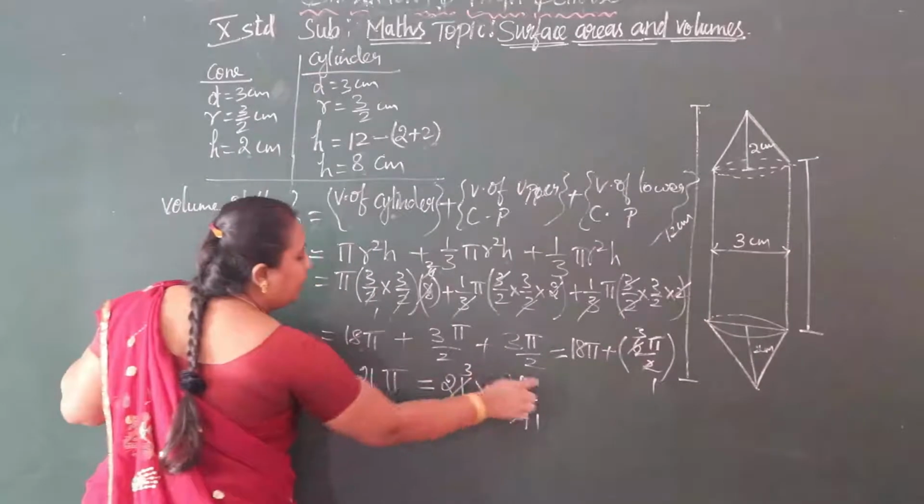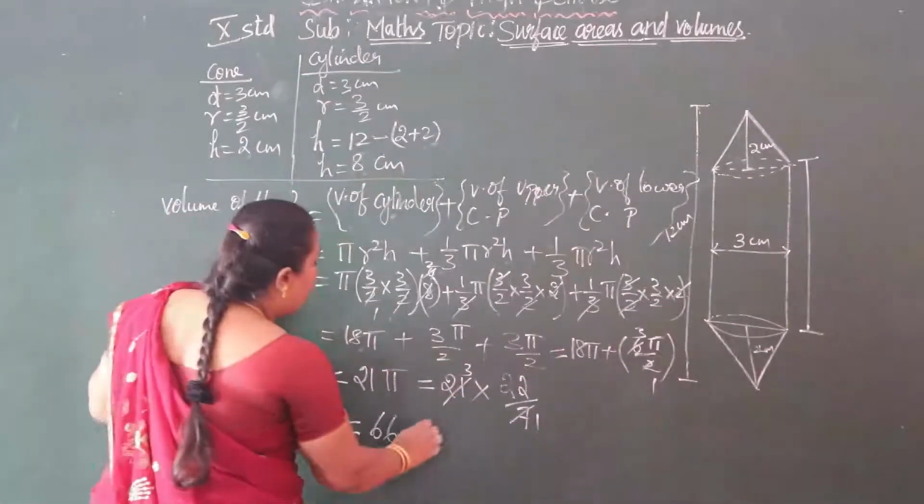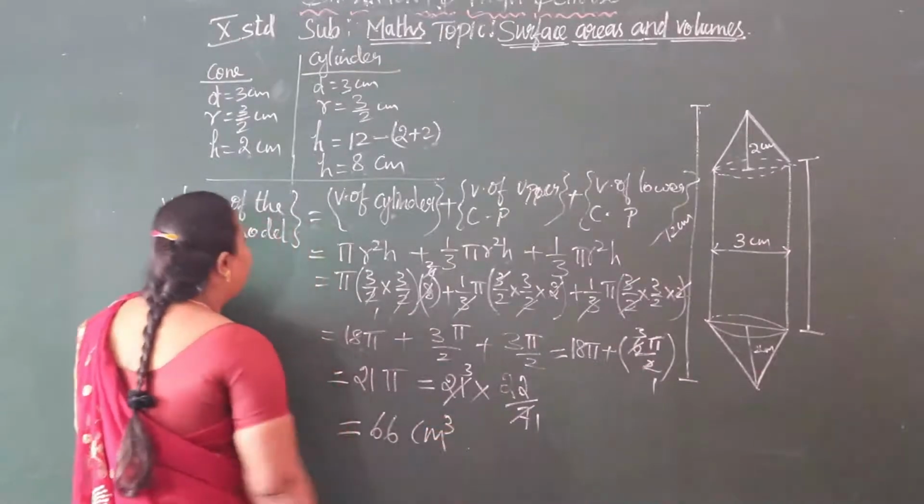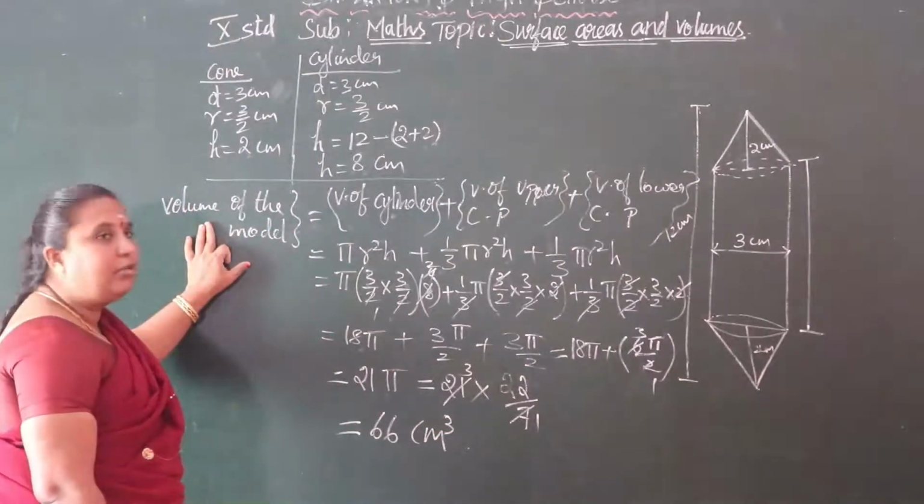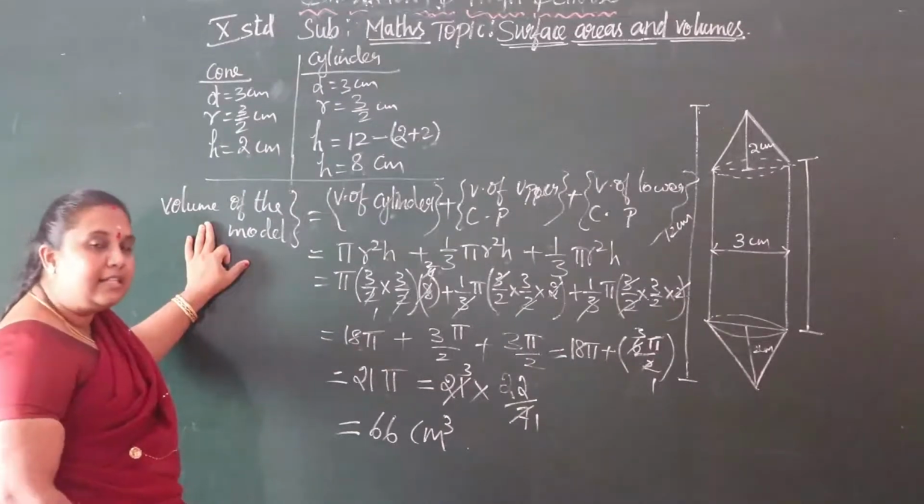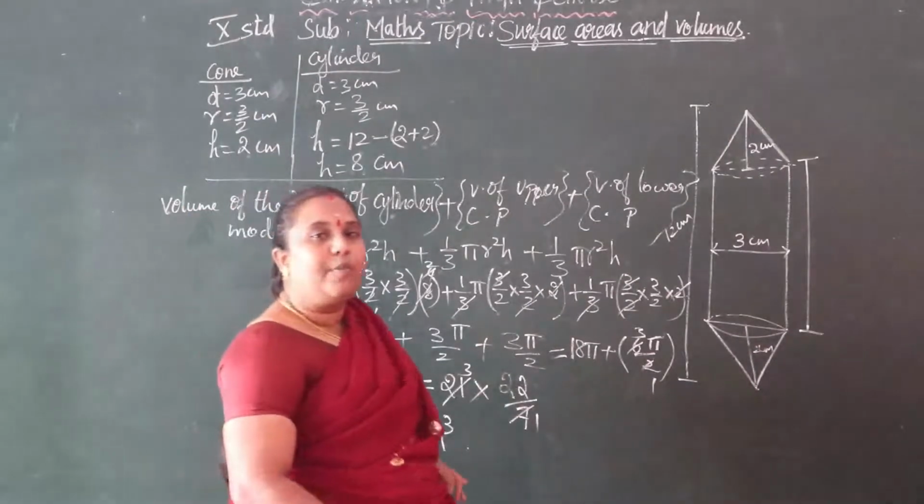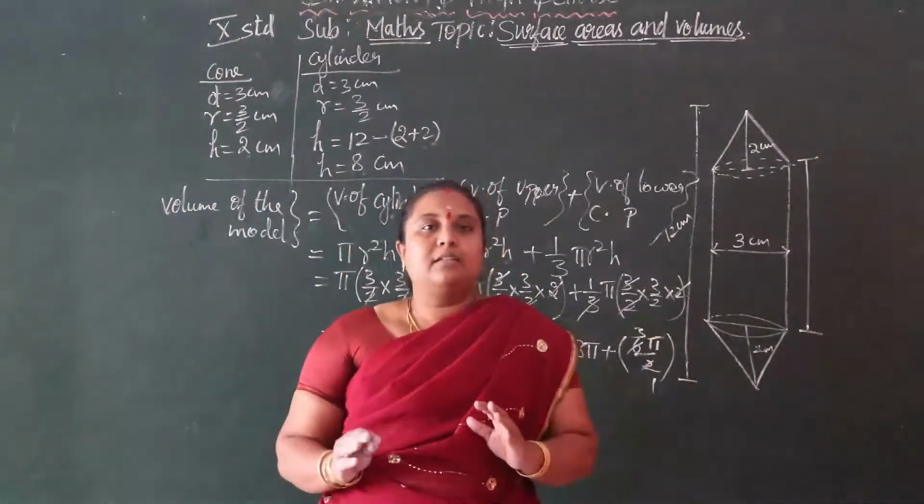Now we have 3 into 22, which is 66 centimeter cube. Therefore the total volume of this model, the air that occupies the inside of this model, is 66 centimeter cube.